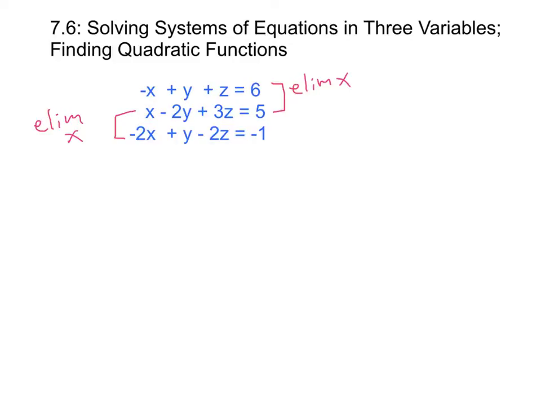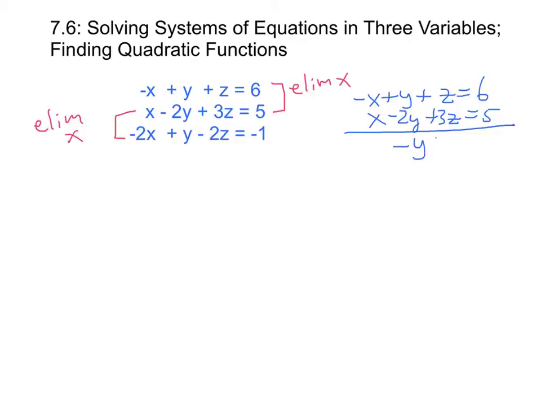So I'll start with the top two. Okay, so we're working on these two here, and we're going to eliminate x. And since we already have opposites, as I mentioned, all we need to do is add those two equations together. So we have negative x plus y plus z equals 6. And then we have x minus 2y plus 3z equals 5. And since the x's are already opposites, we can just add these together. The x's cancel. We get negative y plus 4z equals 11.